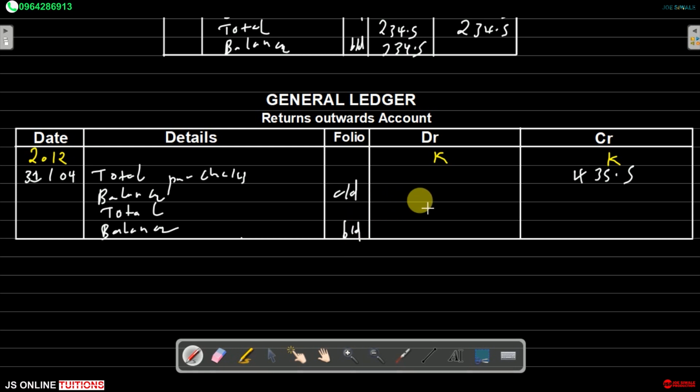So the total there is going to be 435.5 on the debit side and 435.5 on the credit side. The balance carried down is going to be shown on the debit side as 435.5, and the balance brought down is going to be shown on the credit side as 435.5. So that's how you can draw up the returns outwards daybook.